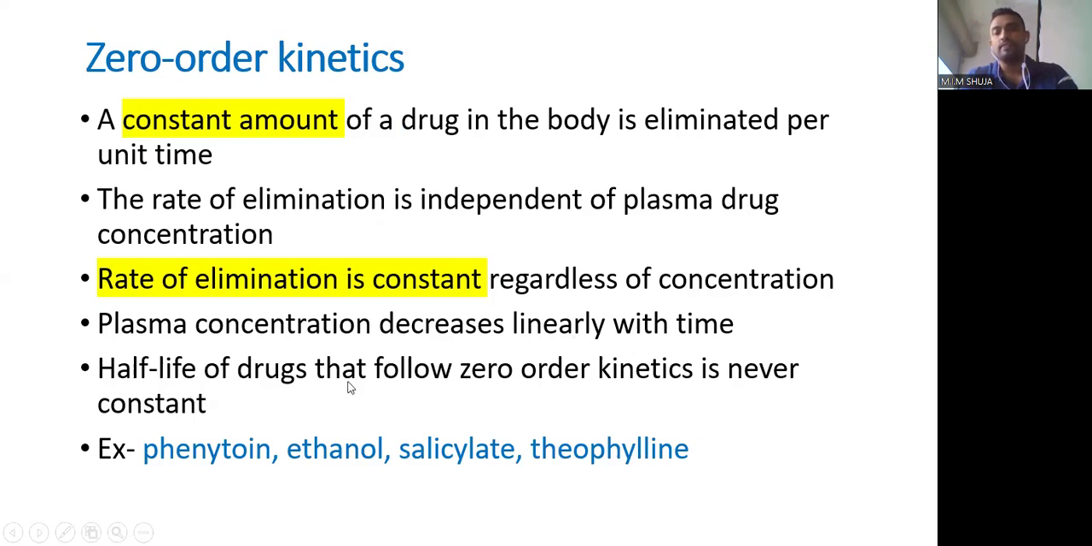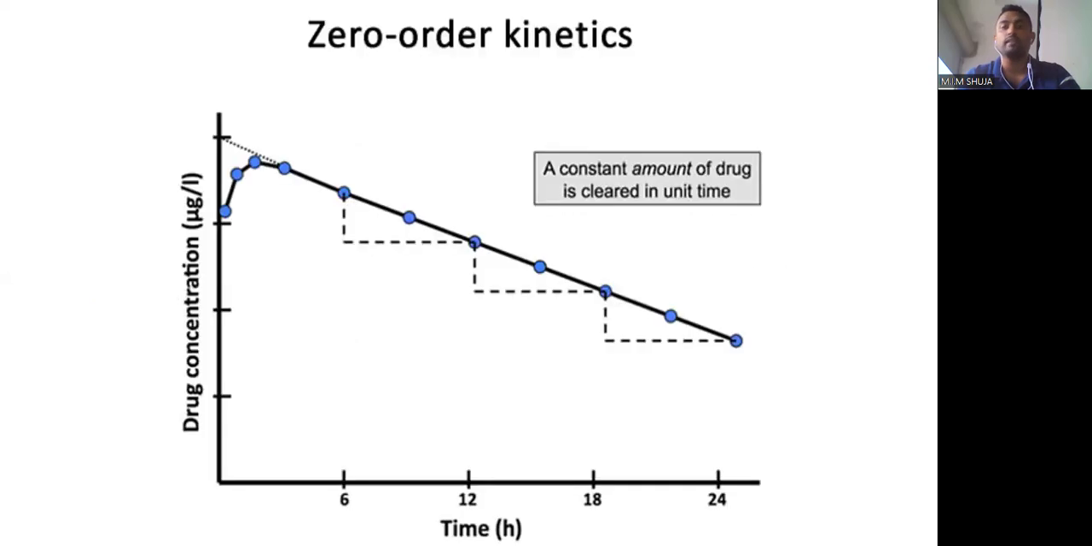The half-life of drugs that follow zero-order kinetics is never constant. Remember this: phenytoin, salicylate, theophylline, and ethanol (alcohol) follow zero-order kinetics. So here, if you see this, the same amount is reduced per unit time. Okay.